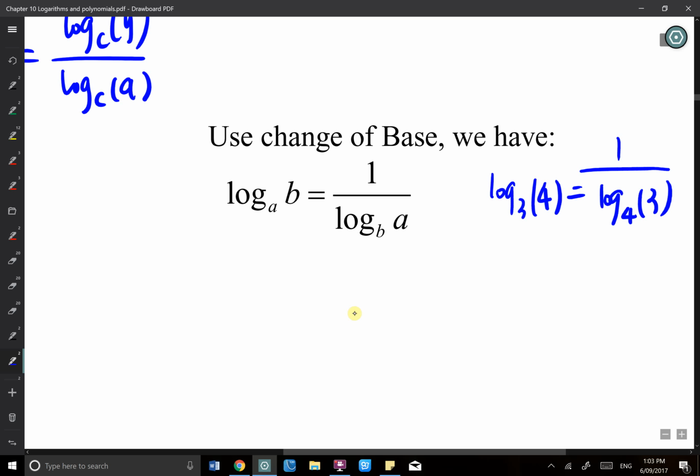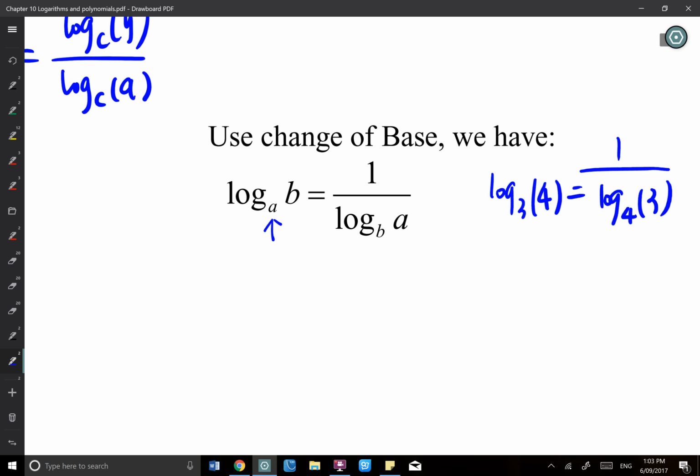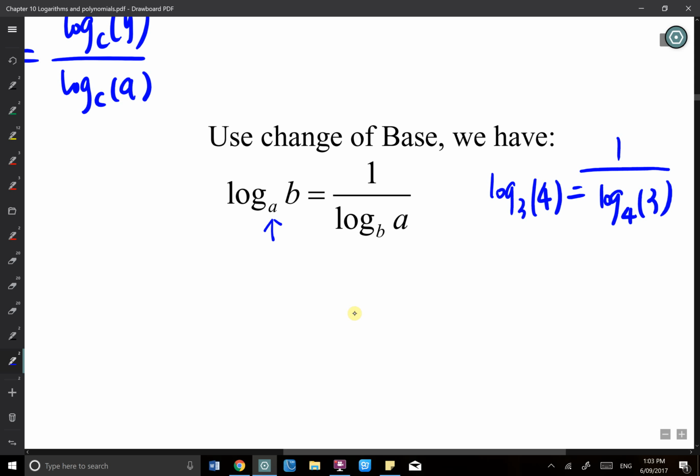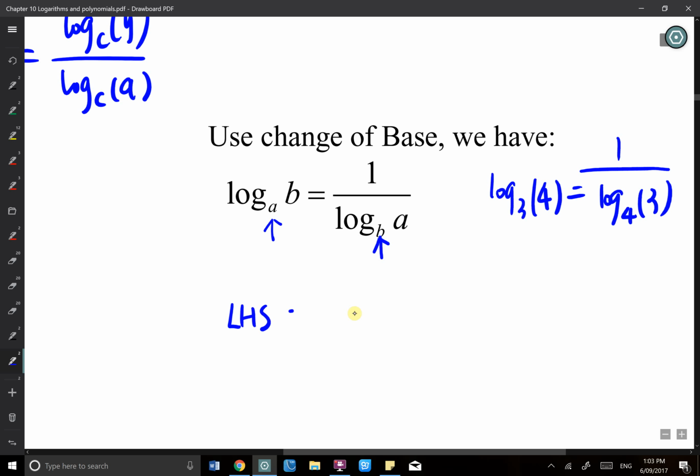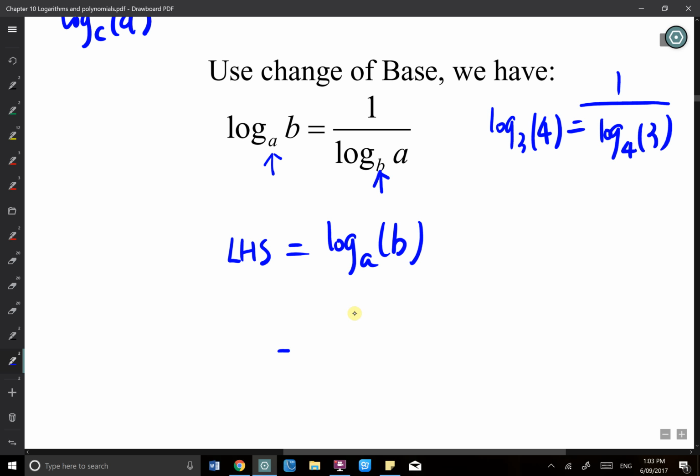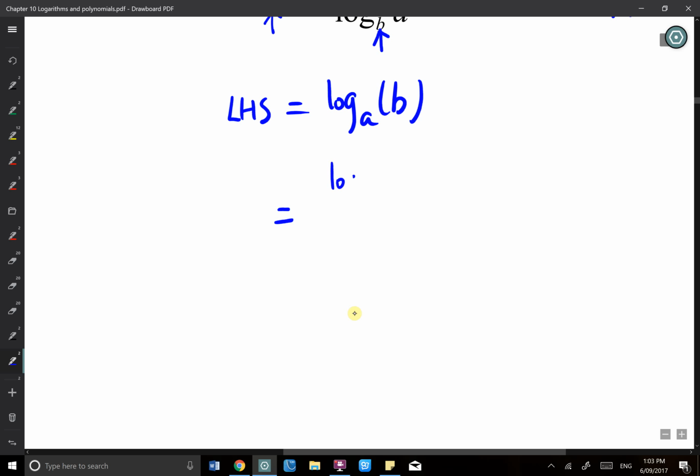Have a think. This is base a, right? On the right hand side, what does the base become? What's the base on the right hand side? It's b. Left hand side base is a, right hand side base is b. I will change the base of the left hand side to base b. So the left hand side equals log_a b. I want to change the base to something. Change of base is log something divided by log something. The base I want to change to is base b, so it's base b and base b.